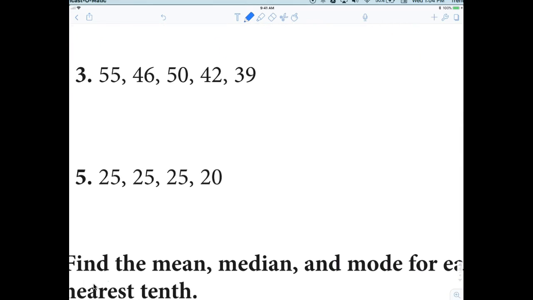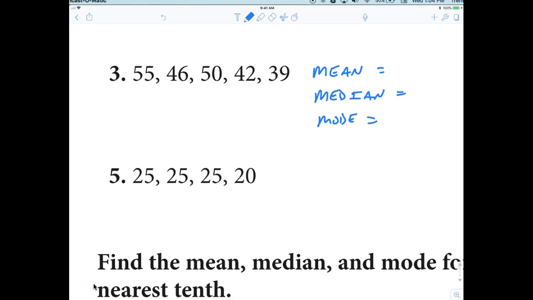All right? Everybody write mean, median, and mode. All right. Everybody find the mean real quick. Yes, sir. I got 46. 46.4.